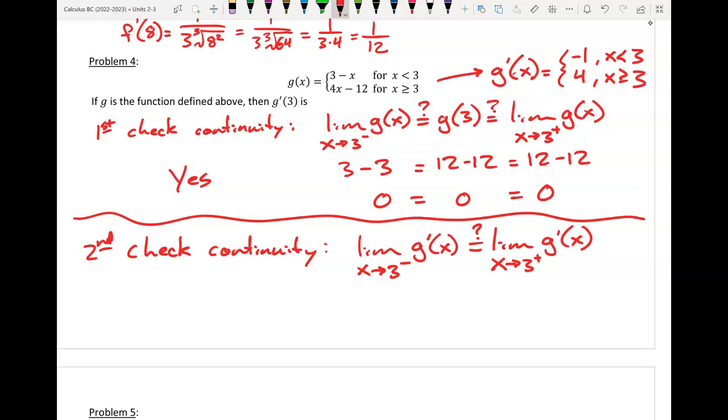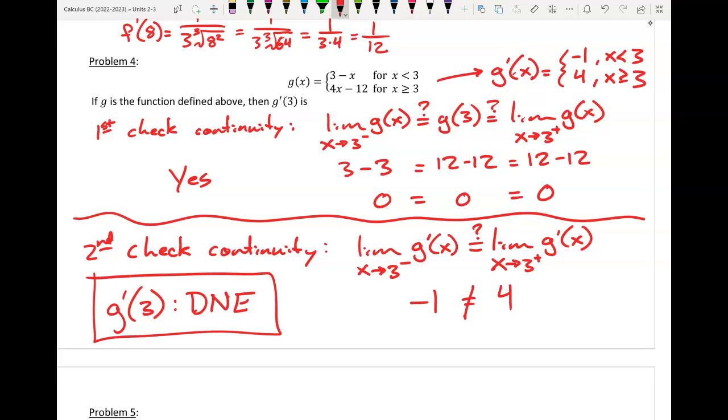Well, what is the limit of g prime from the left? Or what is the derivative from the left? What was it? Negative 1. What was the derivative from the right? 4. Are they equal? No. So g prime of 3 does not exist. It is not differentiable.